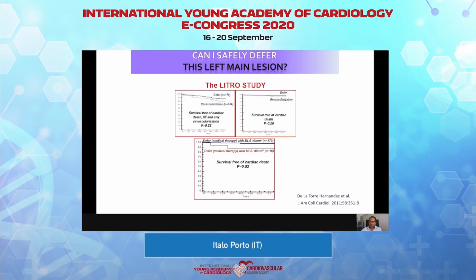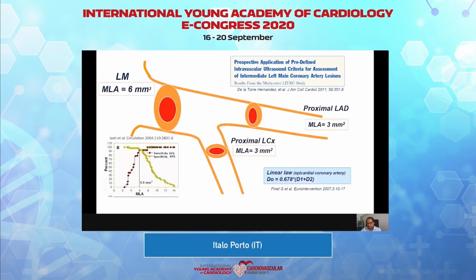Moreover, IVUS details in the left main are correlated with prognosis. So if you identify a lesion with a minimal lumen area bigger than 6 mm², you identify a population of patients that are going to have a good outcome without revascularization. So again, let's simplify. 6 mm² in the left main is okay, and 3 mm² minimal lumen area, residual area in each of the two branches of the left main is correlated with good prognosis.